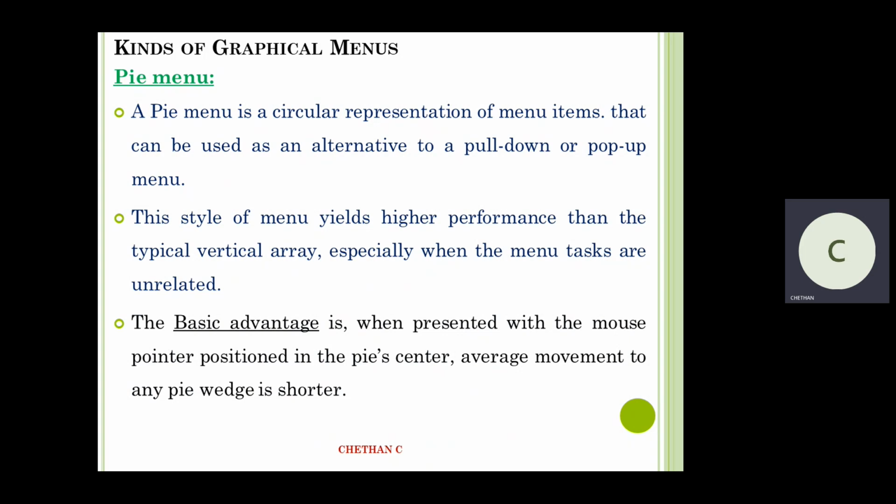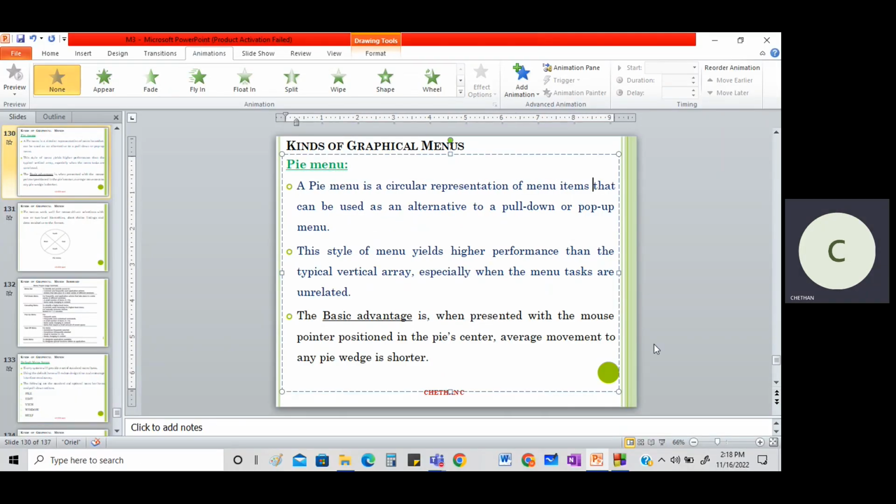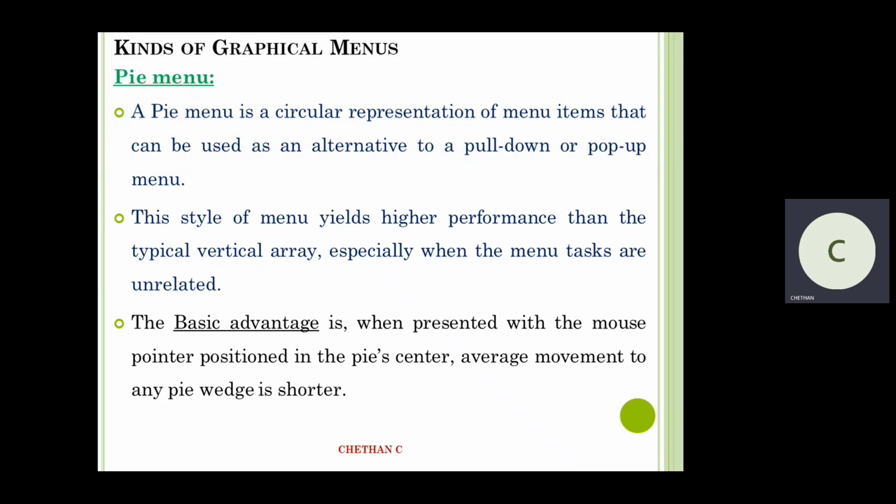Okay, a pie menu is a circular representation of menu items. It can be an alternative to what? A pull down or pop-up menu. So what are the advantages of this style? The advantage is very simple. It can be easily understood. You can place the mouse there and come to know the details of it.